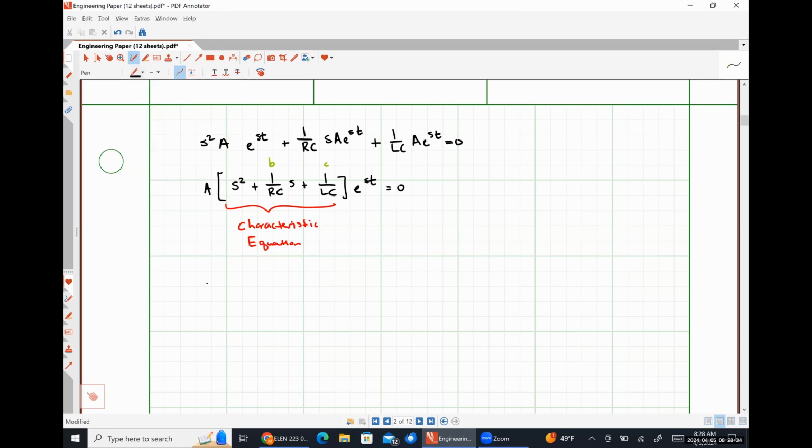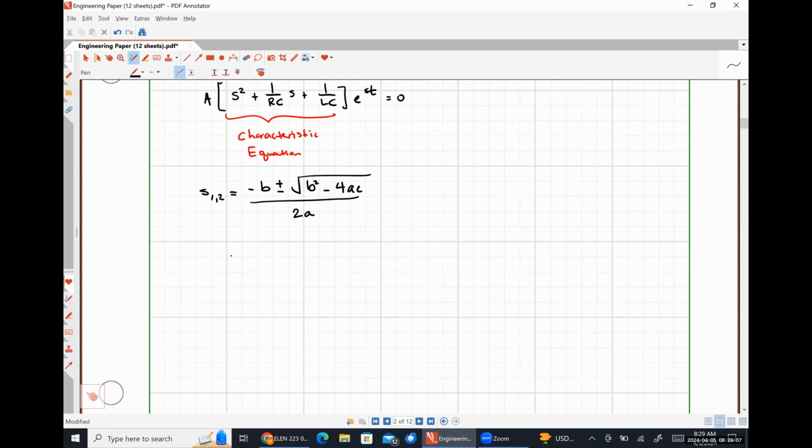So we know that we're going to have two solutions because this is a quadratic equation. So if I'm remembering correctly, we should have negative b plus or minus the square root of b squared minus 4ac, all divided by 2a. So let's substitute things in here.